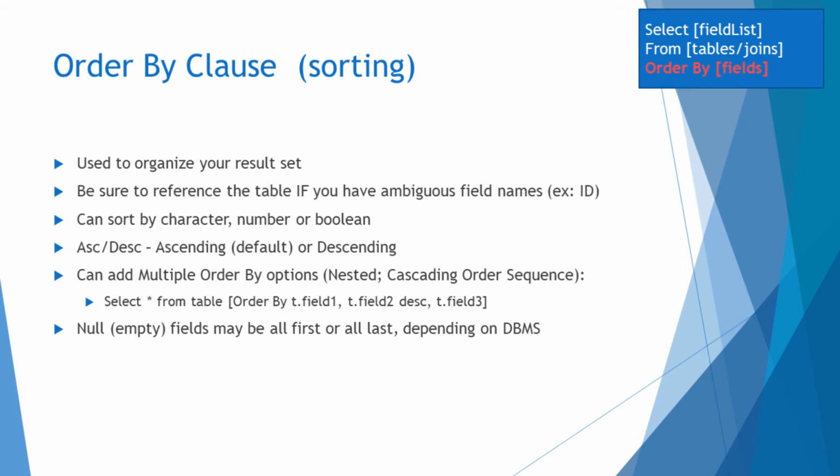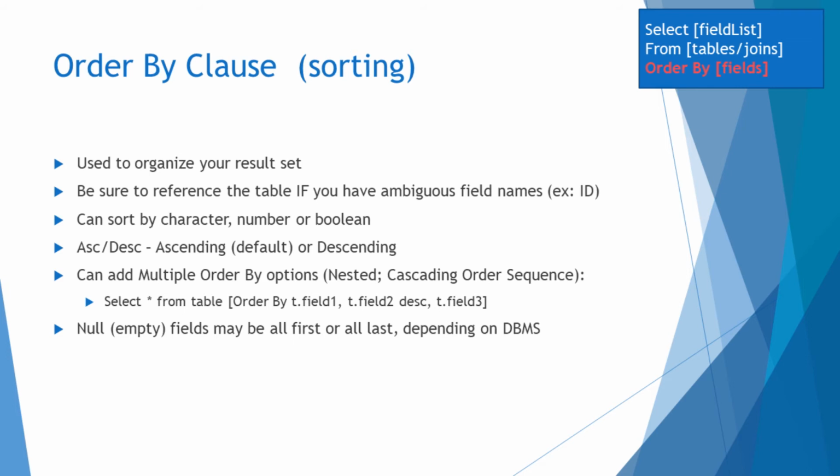Again, this is DBMS specific, so some DBMSs you might have to do that. For descending, it's usually DESC, to tell us whether it's ascending or descending. Again, ascending would be A through Z, 1 through 10. Descending would be 10 through 1, Z through A, so on and so forth.